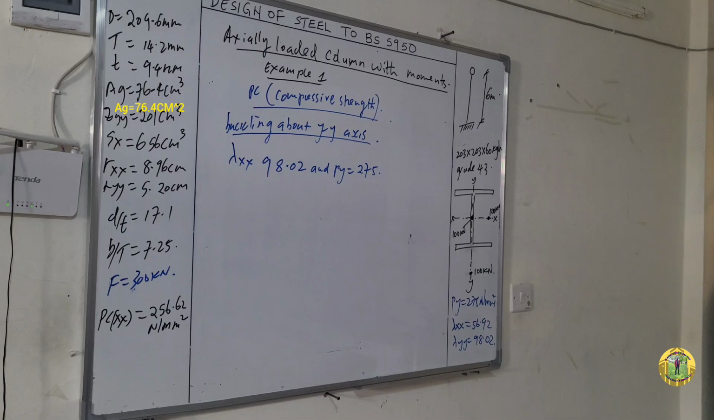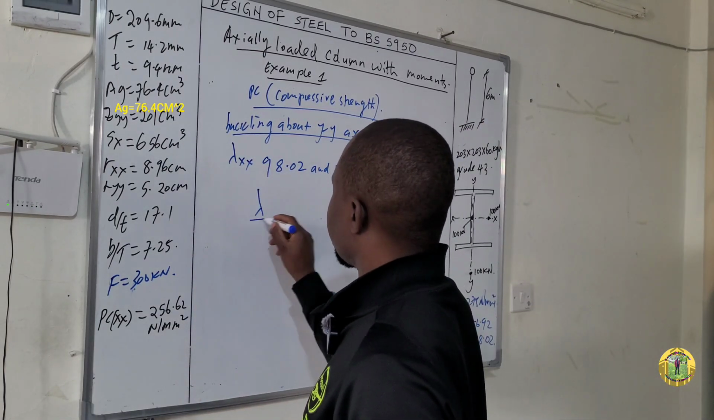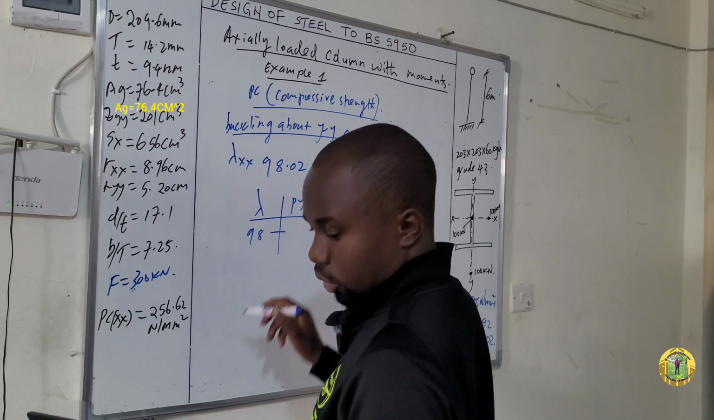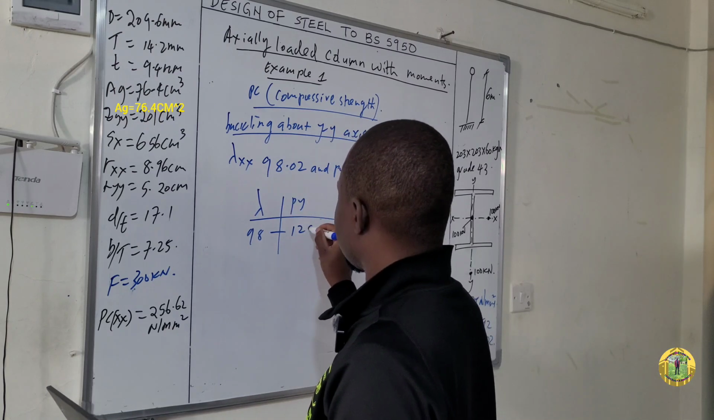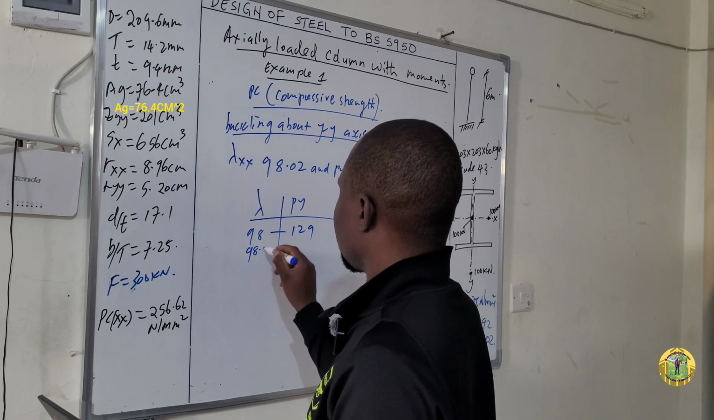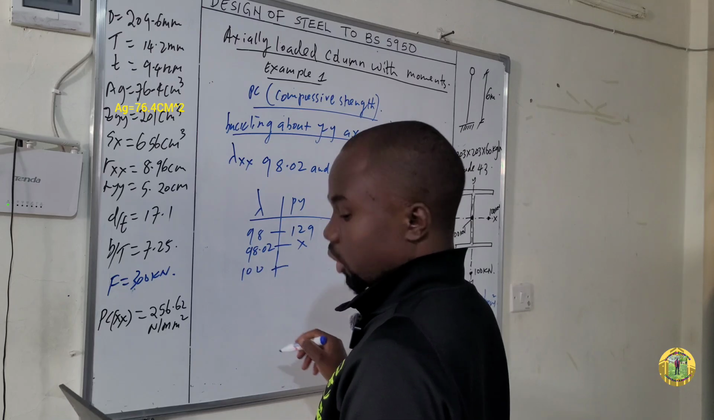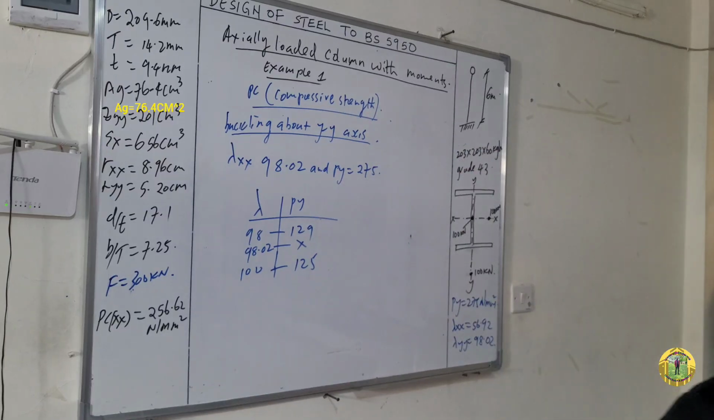So we have 98, the slenderness ratio, and then PY. For 98, we have 129. And then we have 98.02, this is X. And then 100. For 100, we have 125. Like that. Then we do the interpolation to obtain the one for 98.02.